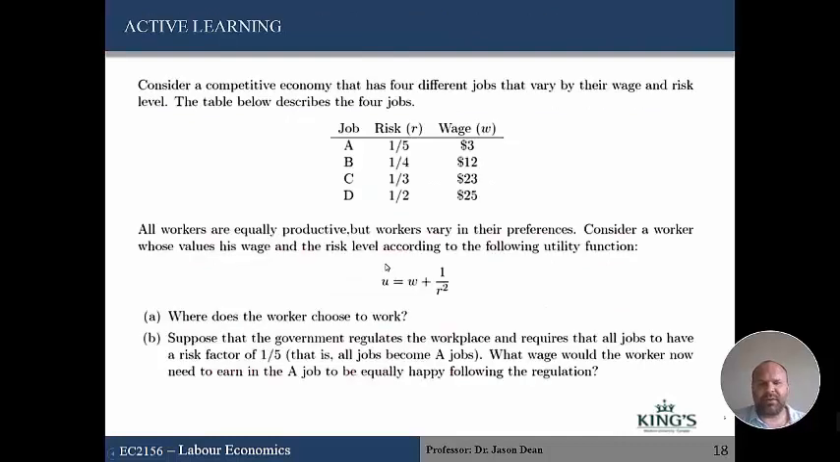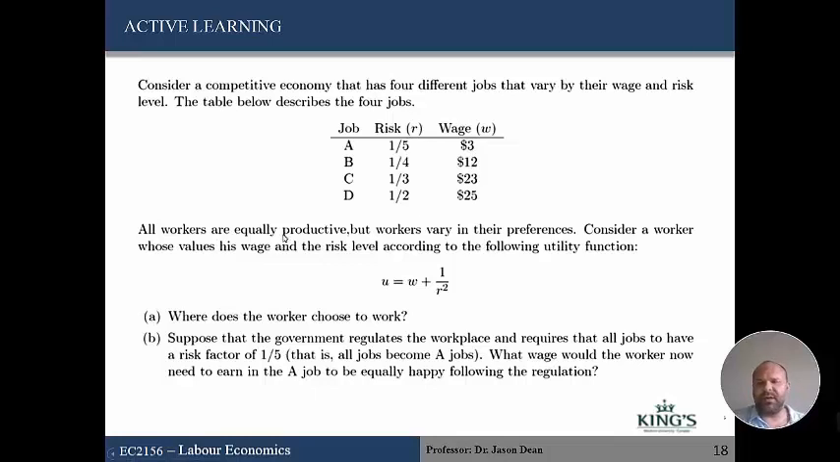Okay, let's do some practice questions. Consider a competitive economy that has 4 different jobs that vary by their wage and risk level. We have different risk levels: 1 divided by 5, 1 divided by 4, 1 divided by 3, 1 divided by 2. So the highest risk job here would be D, because the probability of risk is one half. And we see that the wages increase with this higher level of risk.